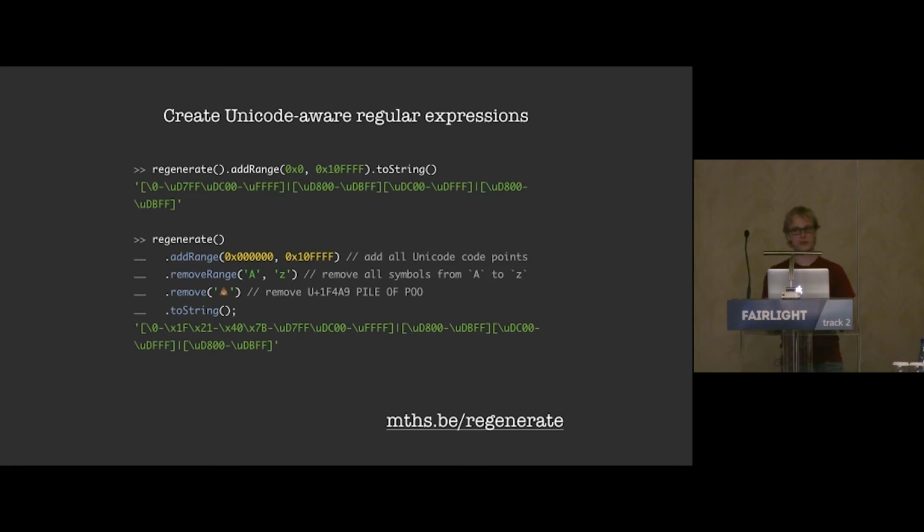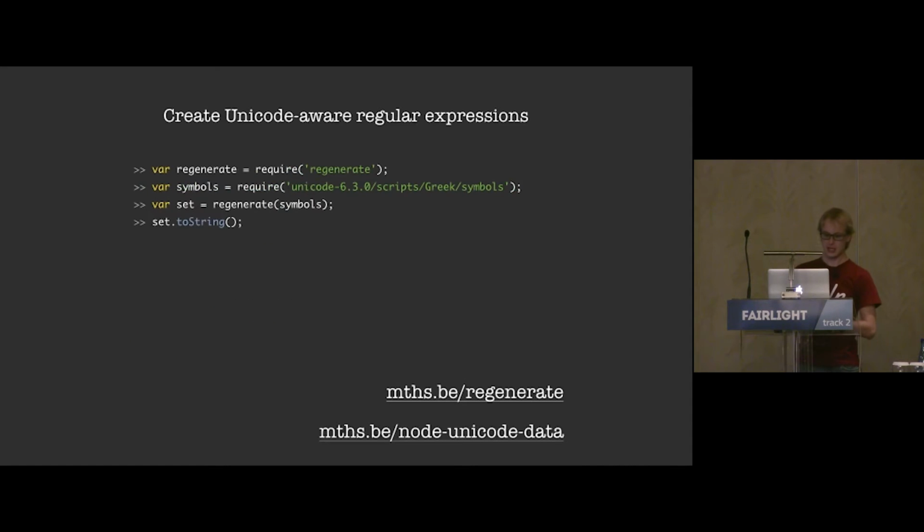Now here's maybe a more practical example for you. Let's say you need a regular expression that matches all Greek symbols according to the Unicode standard. Because that's another thing that the Unicode standard does. It categorizes symbols and groups them together into scripts and categories and properties. Well, in this case, there are npm modules as well that contain all this data straight off the Unicode standard. So if you combine this data with Regenerate, it's really easy to build complex Unicode-aware regular expressions.